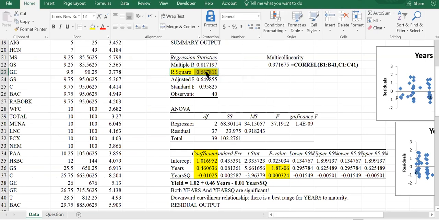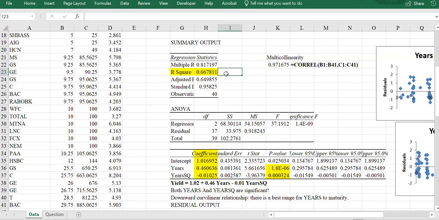So 66.8%. So 66.8% of total variation in yield is explained by this regression model. All right.